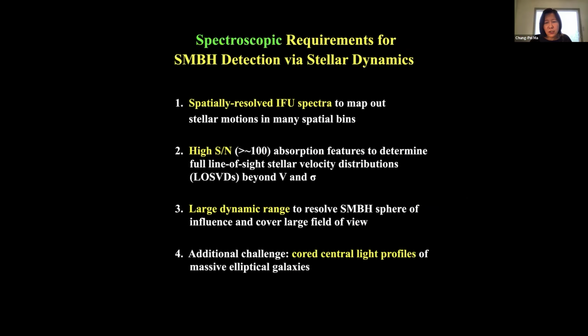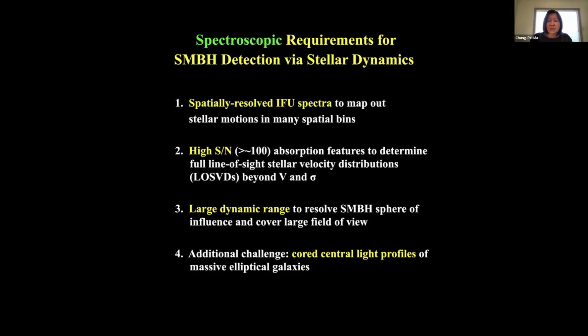So a couple of challenges in terms of observations and modeling for getting black hole measurements. Spectroscopically, it requires very high signal to noise. It requires a spatially resolved integral field spectrograph so we can get information about the stars over a large spatially resolved region of the galaxy. And also, we would like to measure not just the line of sight velocity or the dispersion, but the full velocity distributions because they have a lot of information. So we don't want to assume a Gaussian distribution for the velocity distributions.